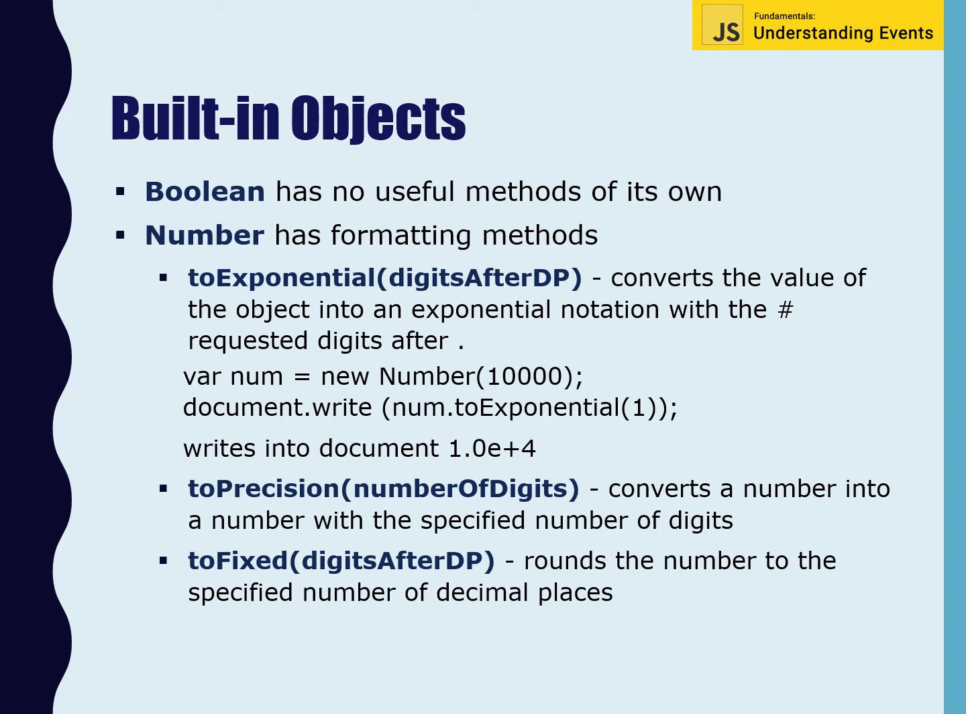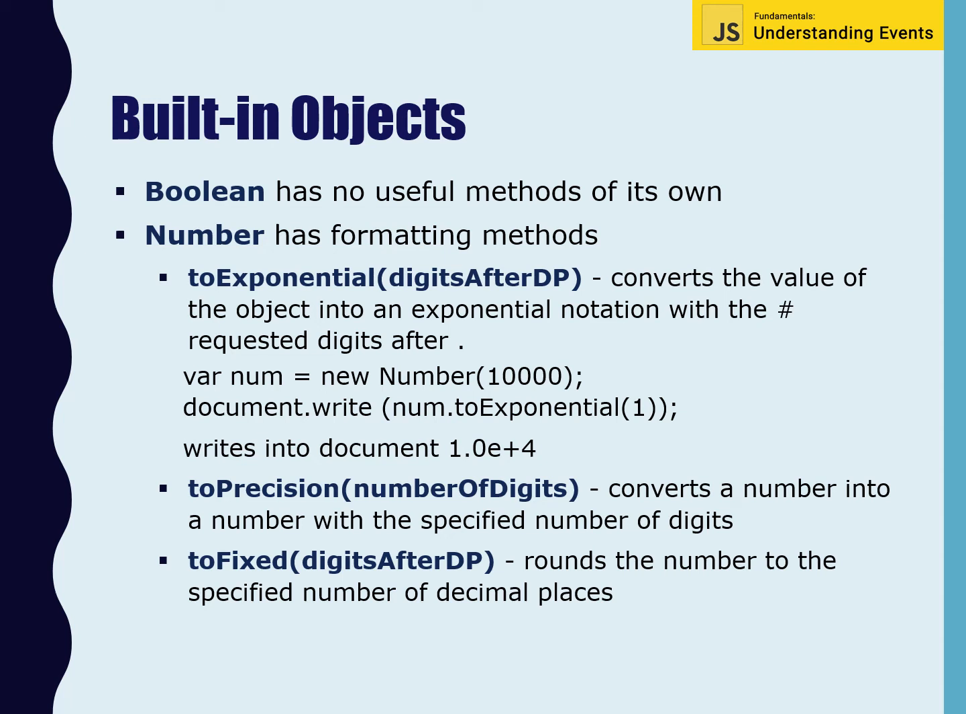First of all, we have to see the built-in objects like boolean and number. We know that boolean can have only two possible values, true or false. So it has no useful methods of its own. This boolean data type has a single function, that is valueOf. This function returns the value that is stored in the corresponding object. So in this case, it will produce the output either true or false. That is the only method available with Boolean objects.